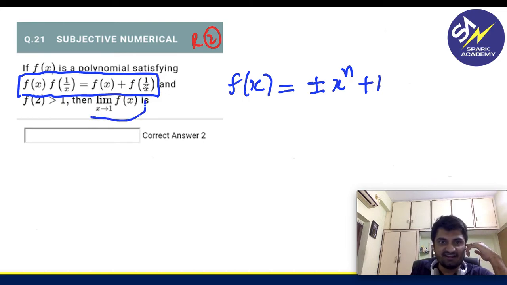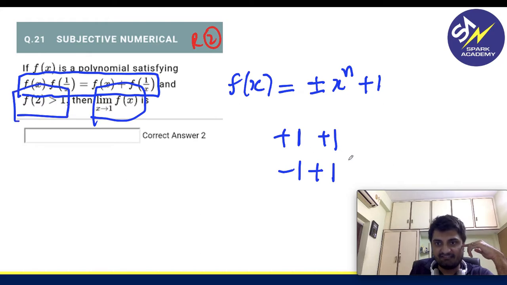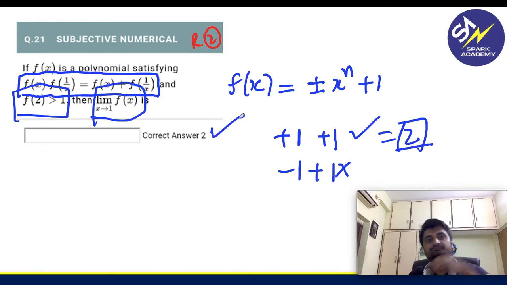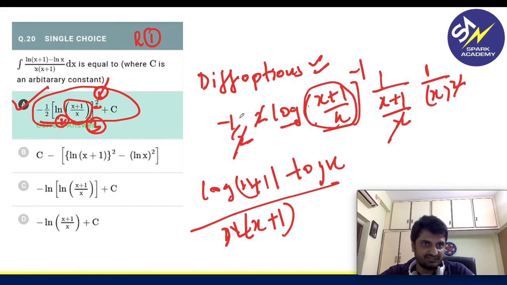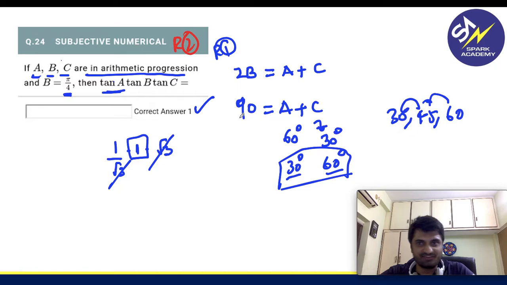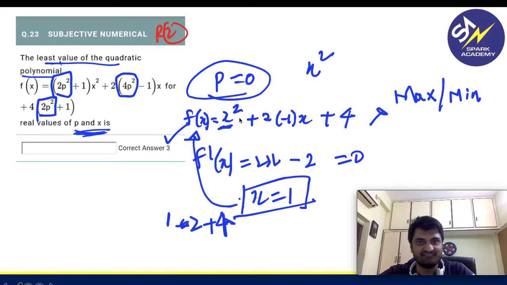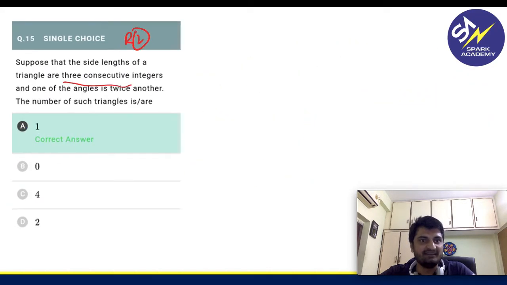Now it is easy, right? They are asking you limit x tends to 1. So either I can write plus 1 plus 1 or minus 1 plus 1. But they are saying it is greater than 1, so the negative case I can't take. Only the positive case, plus 1 plus 1. So you will get it as 2. Easy, no guys? This is straightforward, simple, easy. So you see all numeric type questions given to you in this paper are pretty easy, guys.